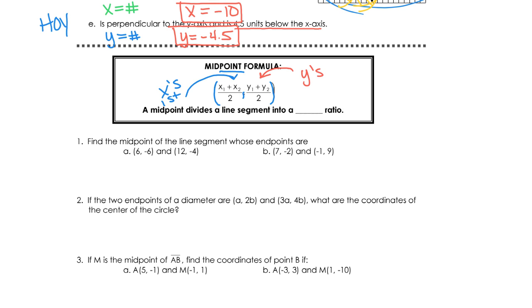So that's why we're adding our y's together secondly and dividing by 2. Now, mid is middle. And when you think middle, think average. When you average something, you add them together and you divide by how many things you added together. And so that's why in the formula, you're adding and dividing by 2.